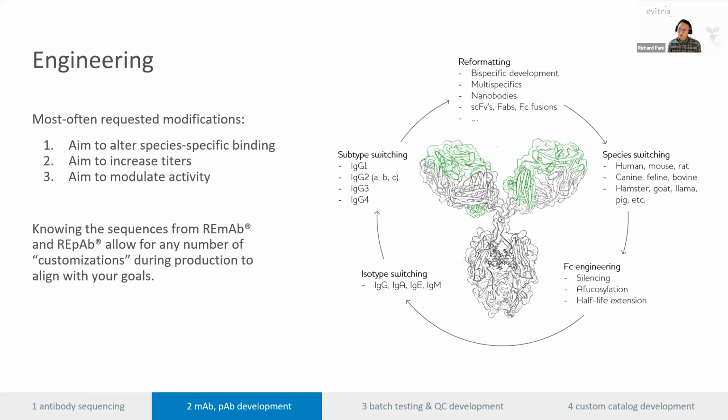So all of those engineering options are capable once we have the sequences. We have a library of roughly 600 different constant domains with many different types of mutations. All of the hot and popular ones that are most commonly used are also within our library. So we can very easily switch things out as long as we have the appropriate variable domains that are provided by Anthony's group. And so knowing the sequences from remAb and repAb allow for any number of customizations to specifically align with what you eventually want to get out of this diagnostic goal that you have in mind.